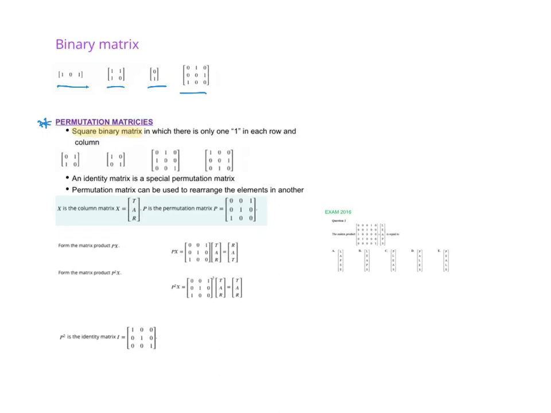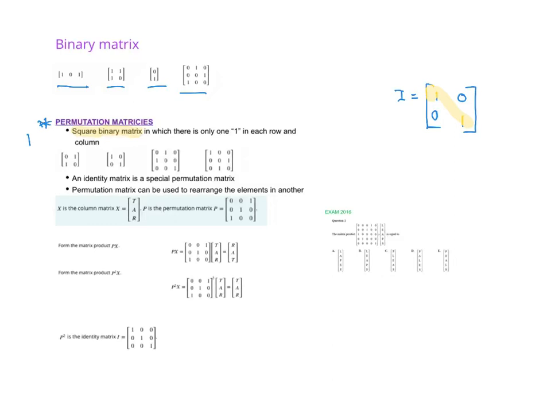So if we thought about it, an identity matrix is also a binary matrix, because it has ones and zeros, because the ones are on the leading diagonal. So we can see down there. With the permutation matrices, we use them to rearrange other matrices.